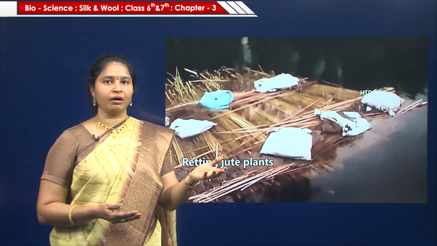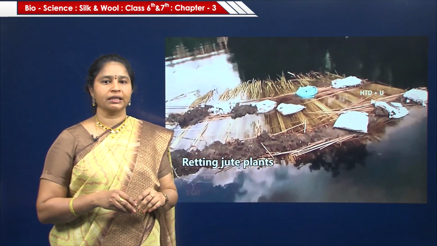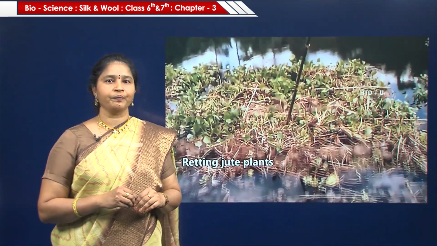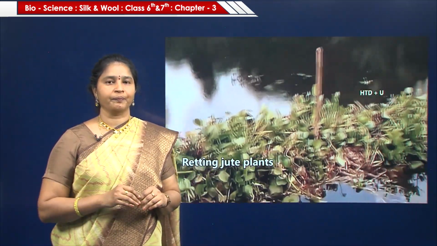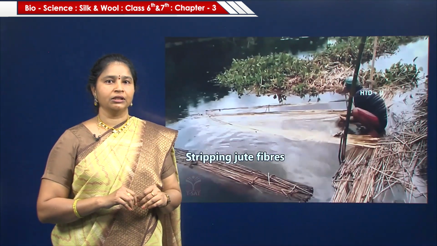What do we need to do after that? We need to keep them in water, that is the soaking process, that is the retting process. What happens during this time? The peel of the jute plant becomes rotten, then we can easily remove that peel from the sticks.